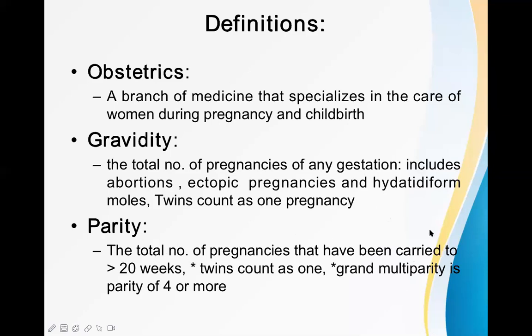Now, what is parity then? Parity means the total number of pregnancies that have been carried to more than 20 weeks. Now, you may be wondering why 20 weeks is taken as a borderline there. Because this 20 weeks is called the period of viability. Viability means we believe after this 20 weeks, if the baby is delivered, that baby can survive.